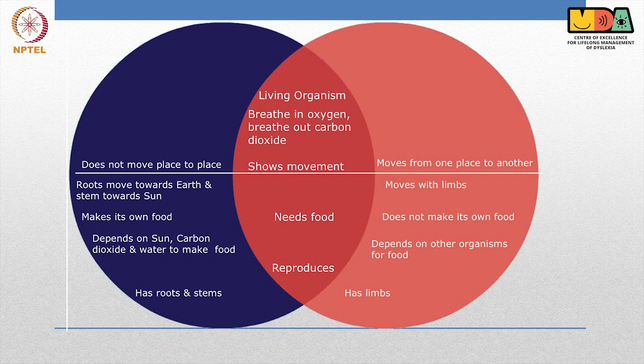So, as we were just discussing, we can just put that paragraph in the form of a Venn diagram. So, the first thing we saw was plants and animals are both living organisms. So, it goes right into the intersecting area. Both breathe in oxygen and breathe out carbon dioxide. Again, this is common to both plants and animals. So, it is written in the common part.